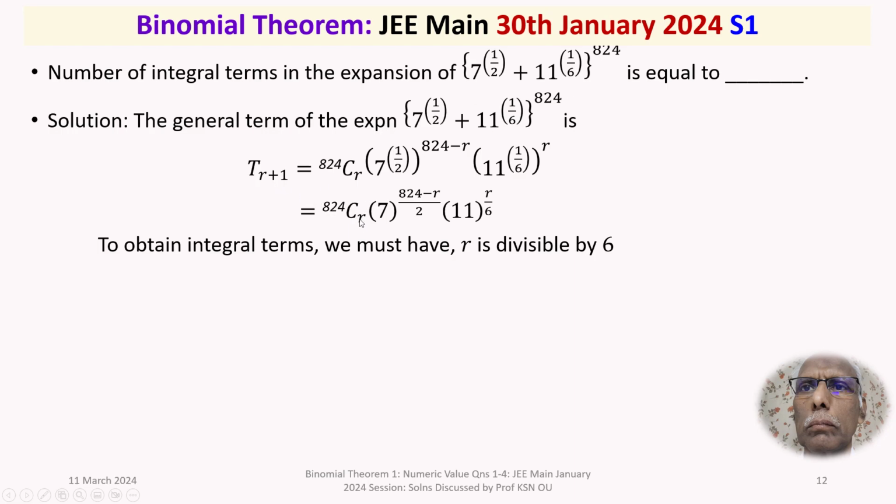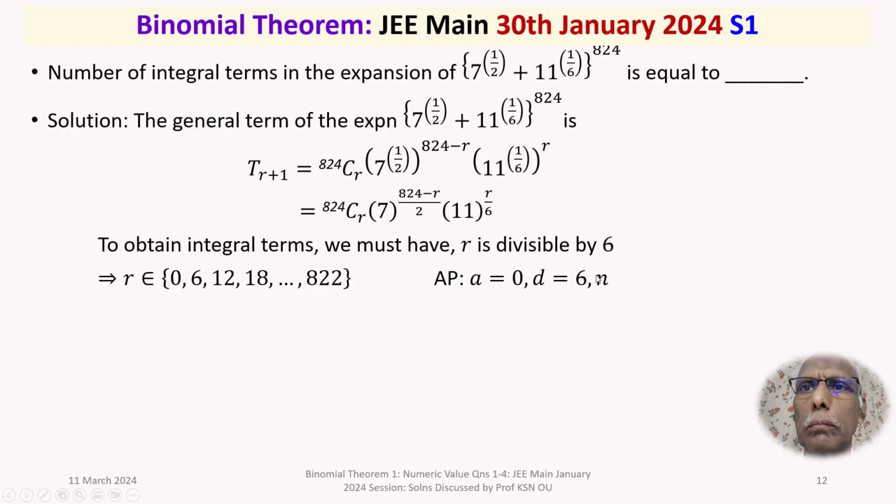So now the summation in the binomial expansion will be R equal to 0 to 824. From R equal to 0 to 824, what are those R which are divisible by 6? They will start with 0, 6, 12, 18, and so on. What is the last term less than or equal to 824 divisible by 6? That is 822. So R belongs to this set 0, 6, 12, 18, and so on up to 822, an arithmetic progression whose first term A is 0 and common difference D is 6.